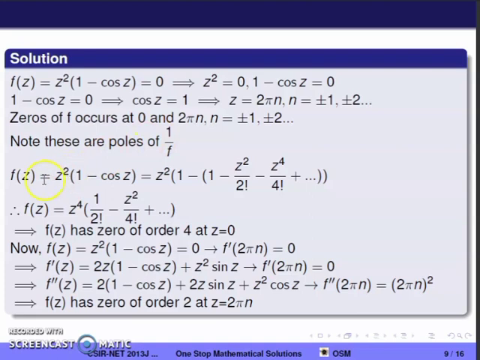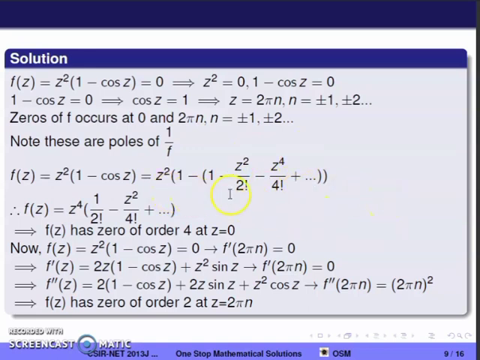Now I am writing f of z as z square into 1 minus cos z. So this cos z can be substituted by using its expansion. That is, cos z is 1 minus z square by 2 factorial plus z power 4 by 4 factorial. I am substituting here. And after simplification we will get this is equal to z square into z square by 2 factorial minus z power 4 by 4 factorial plus etc.